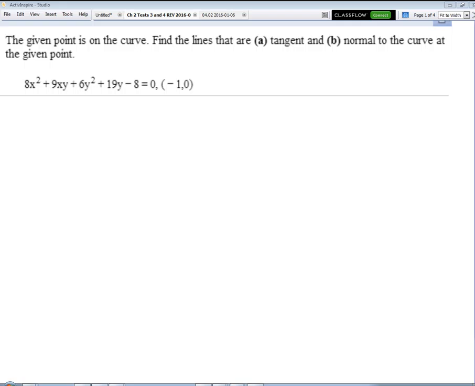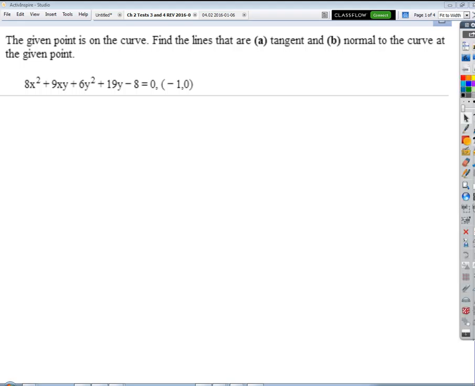Okay, so how are we going to do this? We want to find the lines tangent to and normal to the curve at that point. So what would we do? Derivative. Okay, good. We're going to differentiate implicitly.